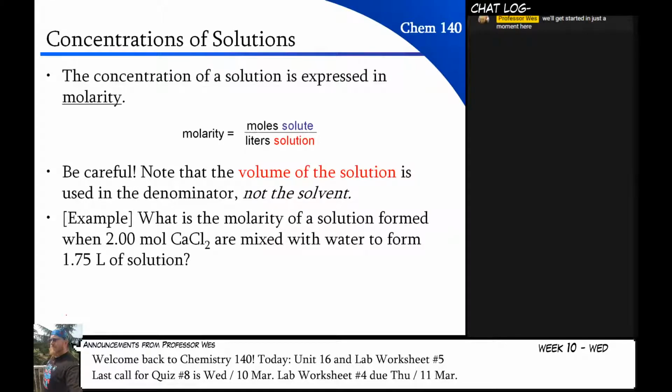So let's do an example. If I have 2.00 moles of calcium chloride, I would just write that divided by this volume, 1.75 liters. You just punch the numbers, just as shown. And so the number I get here is 1.14 moles per liter of calcium chloride.